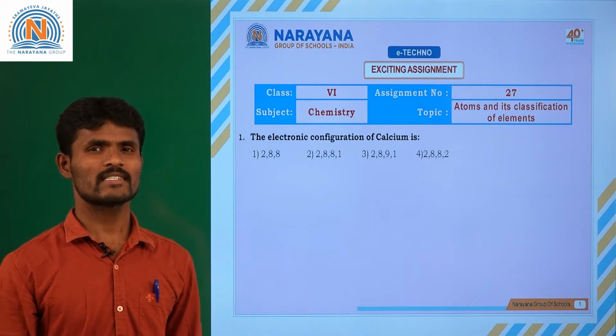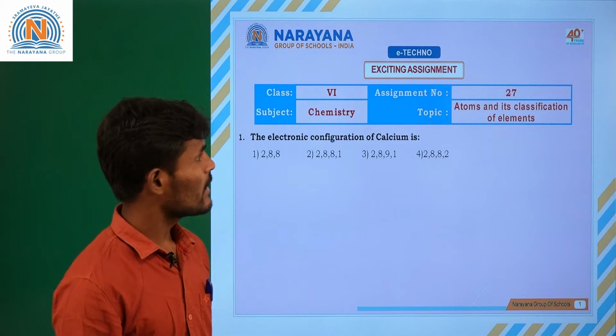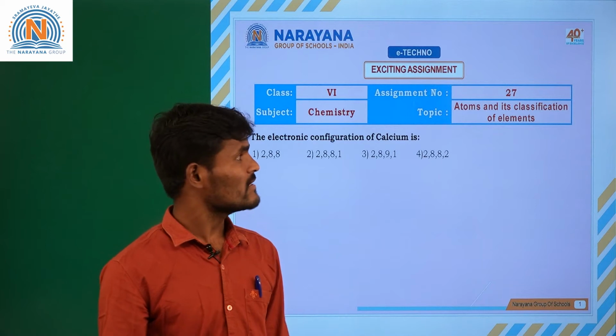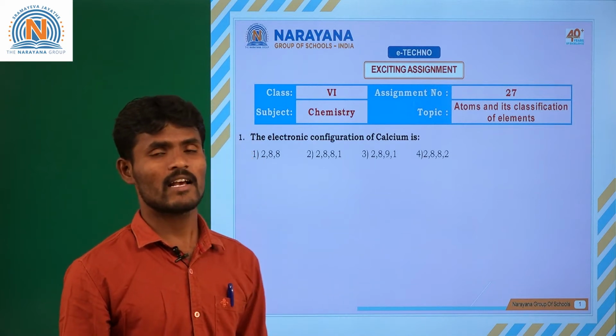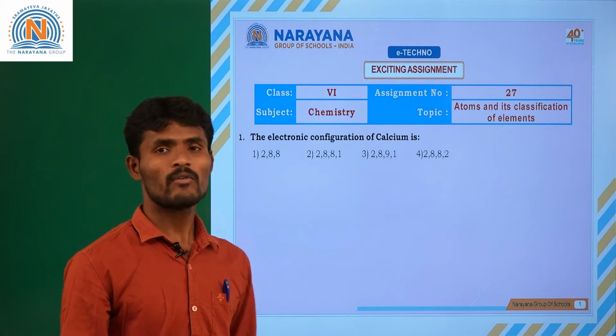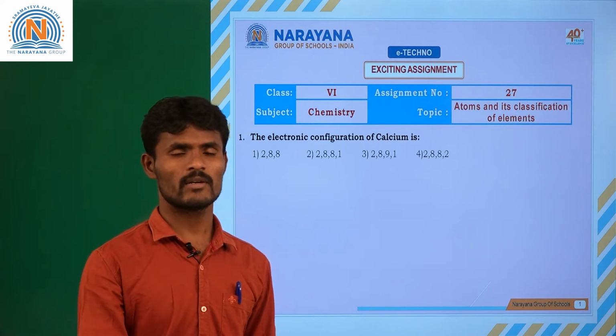Today we are going to discuss assignment number 27, 6th class chemistry. Our topic is atoms and classification of elements. In this assignment we have a total of 5 questions. Now let us discuss one by one.